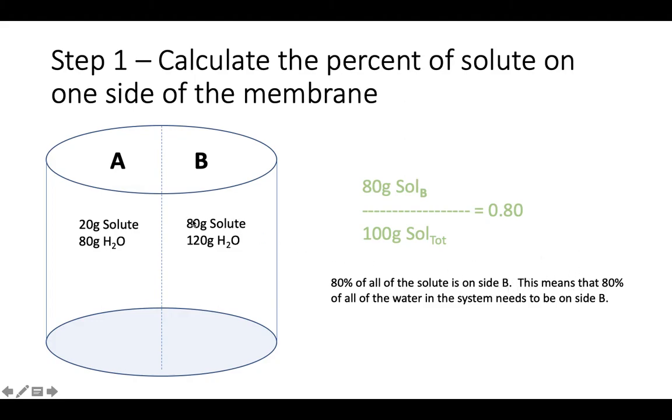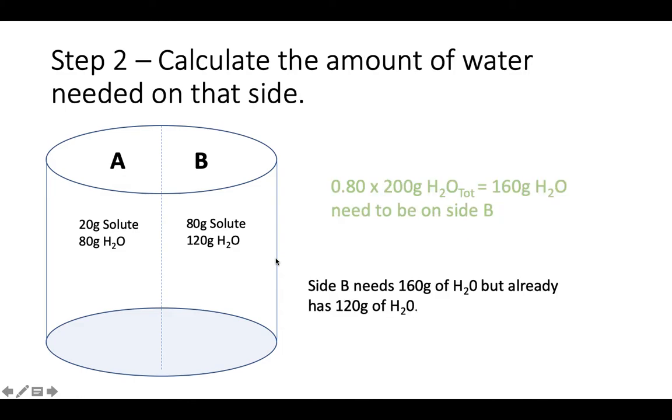If 80% of the solute is over here, that means 80% of the water needs to be over here for this to be in equilibrium. So the next step is calculate the amount of water that's going to be needed on side B. The water in the whole system is 200 grams because there's 80 on A, 120 on B. So 80% of 200 is 160 grams of water that need to be on side B. So side B needs 160 grams of water.